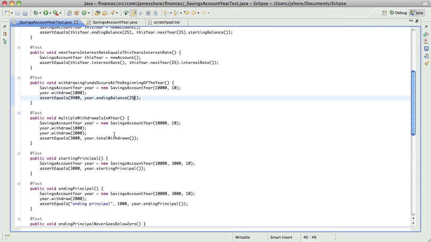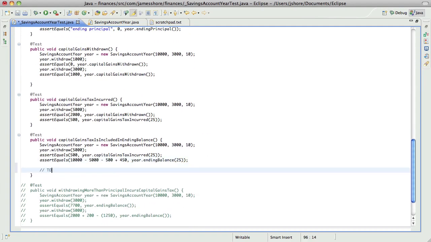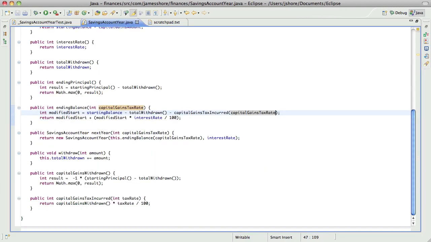I'm going to just put in a little to-do here to say that capital gains tax included in bounds need to withdraw enough money to cover capital gains tax. That money will also be taxed. All right. Taxes, lots of fun. It's an interesting problem. Well, sort of interesting.